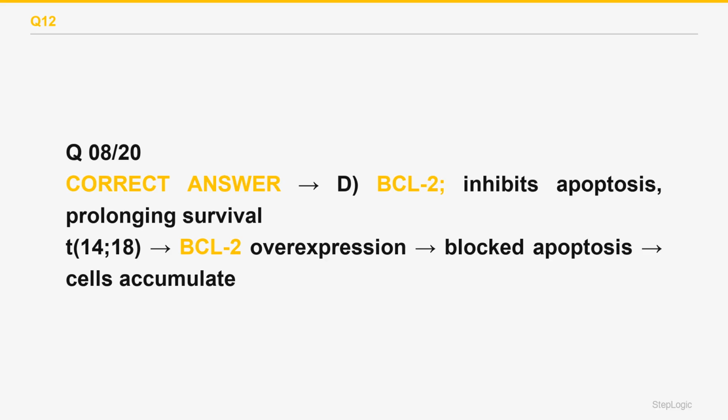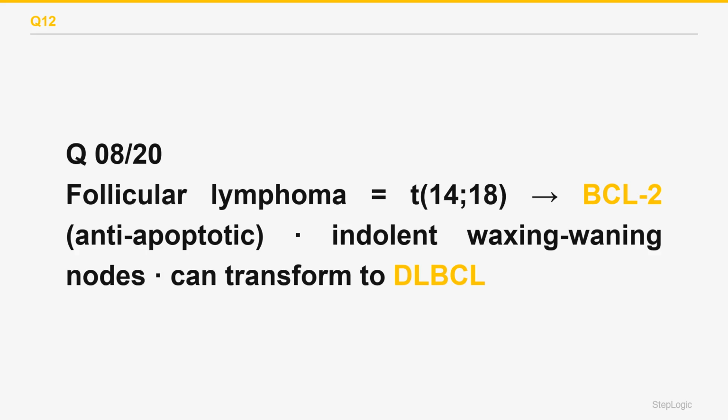Match the translocations. Follicular lymphoma, t(14;18), anti-apoptosis. C-MYC, t(8;14), Burkitt, proliferation. Cyclin D1, t(11;14), mantle cell. BCR-ABL, t(9;22), CML. BCL2 defines follicular lymphoma.